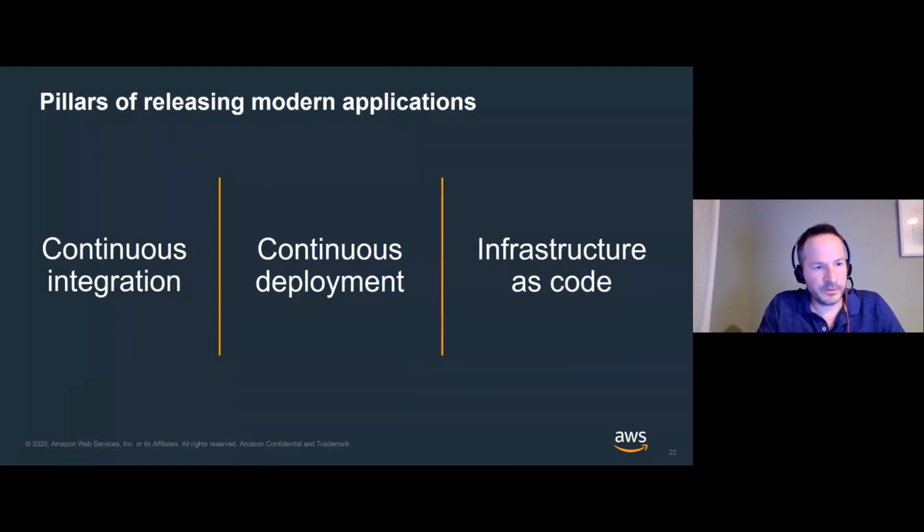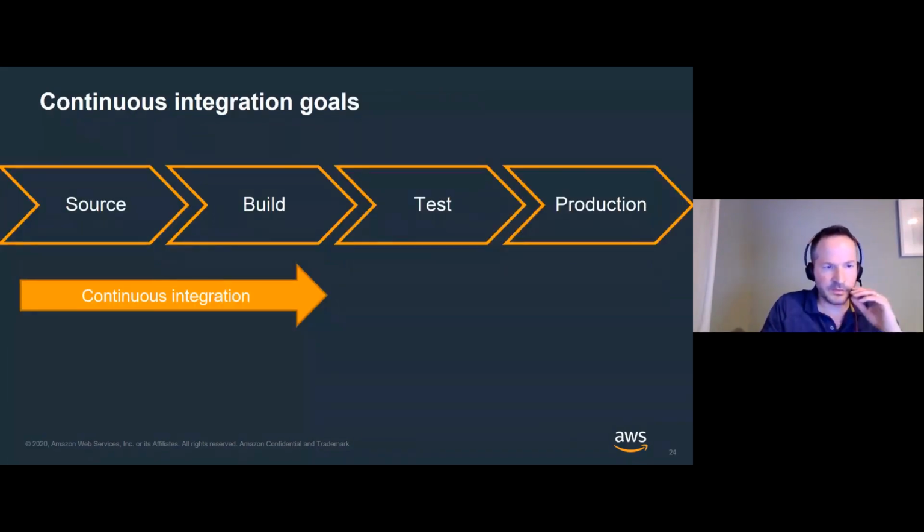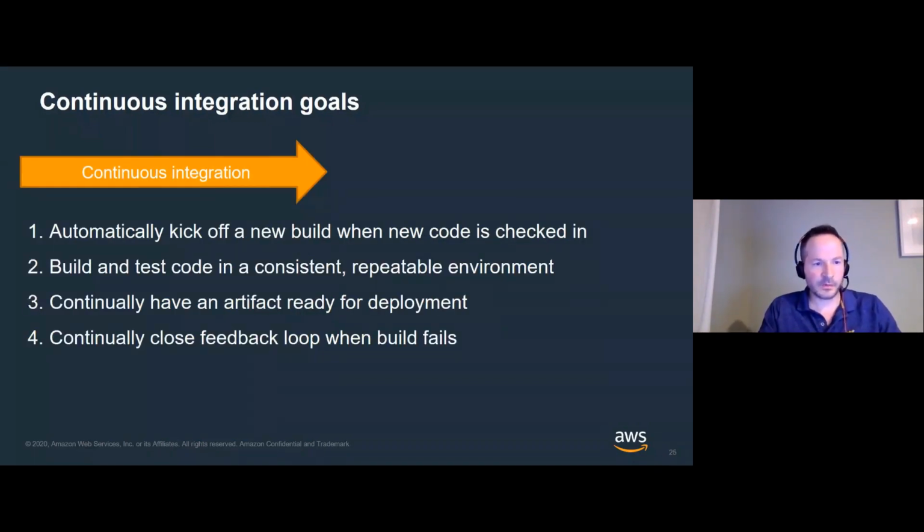The last topic here I'm going to talk about is our pillars of releasing modern applications. And we look at these pillars in terms of the CI/CD into three different pillars. I'll just talk about two of those, which is continuous integration and continuous deployment, and I'll talk about the goals of each one. Let's start with continuous integration. So continuous integration is that phase that we have in software development that we categorize as where we do source code and building. And let's have a look at the goals.